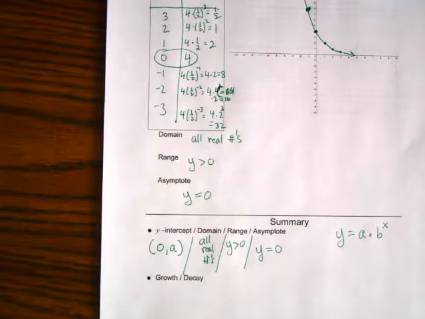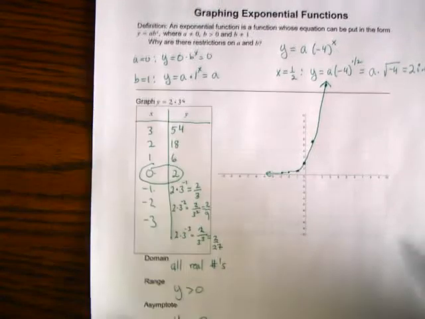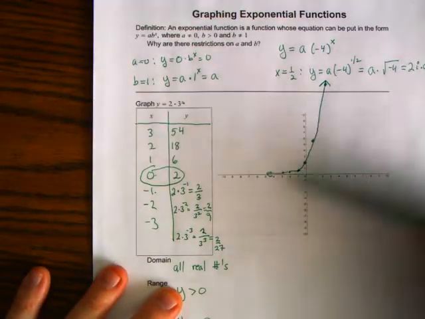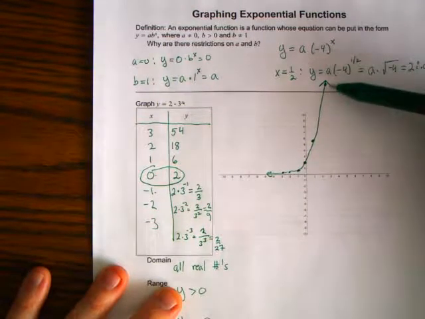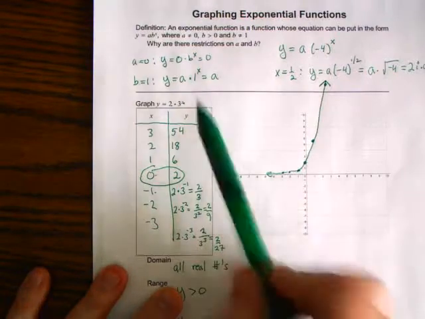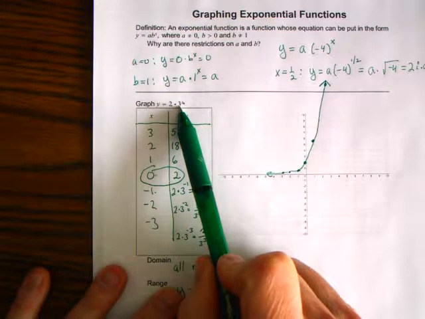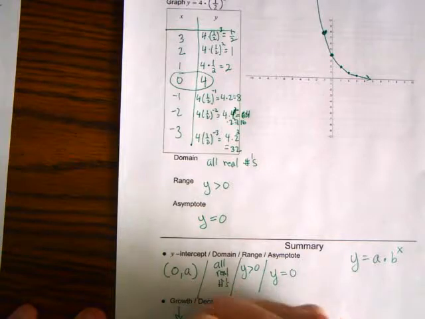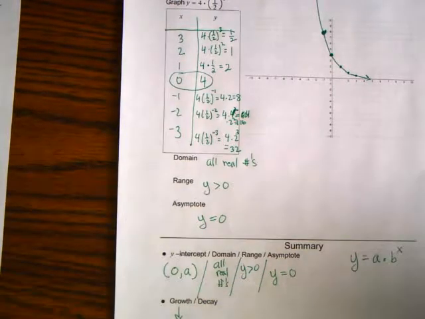Growth and decay. This kind of graph we call exponential growth. As the x's get positive, it grows, and it grows very, very quickly. That happened because of the b number. In this case, the b number was 3, which happens to be bigger than 1. Whenever your b number is bigger than 1, you're going to get growth. So you will get growth when b is bigger than 1.